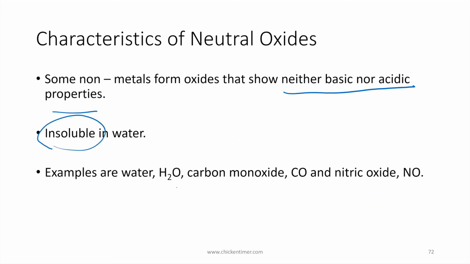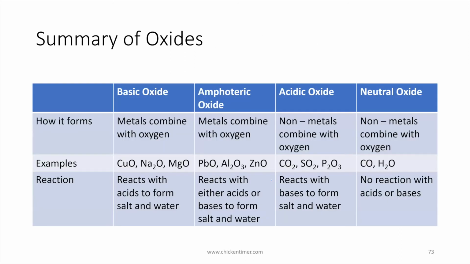And one characteristic to know is in a molecule of neutral oxides, there is almost all the time only one oxygen. So you can have water, you can have carbon monoxide, you can have nitric oxide. All these are neutral oxides. So they don't react with base, they don't react with acids. So the summary is here. And again, you can print it out for your own reference.